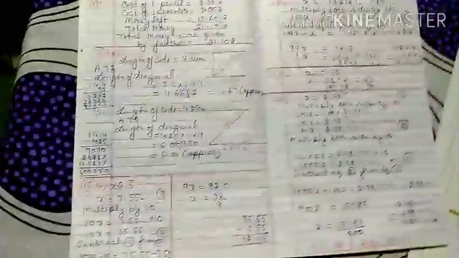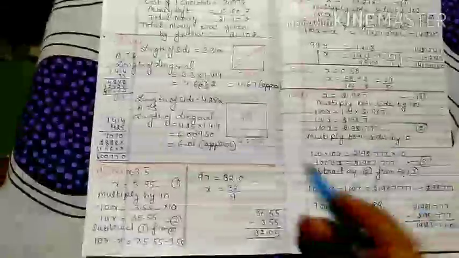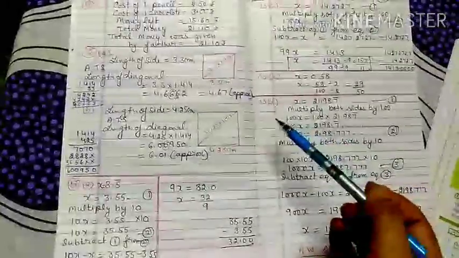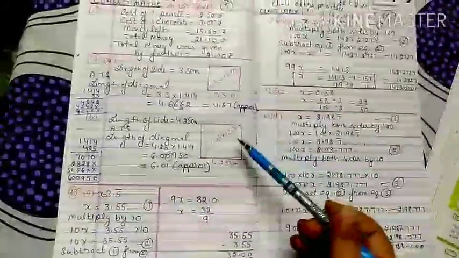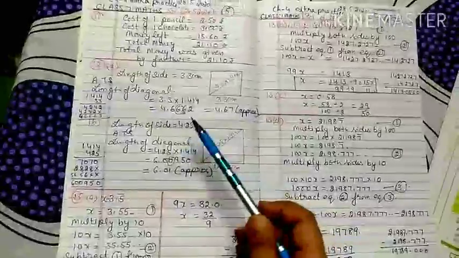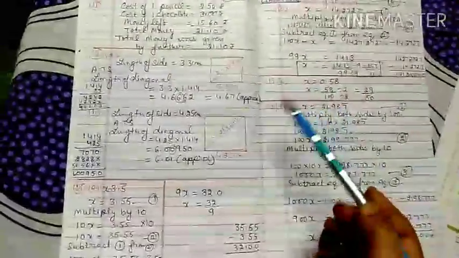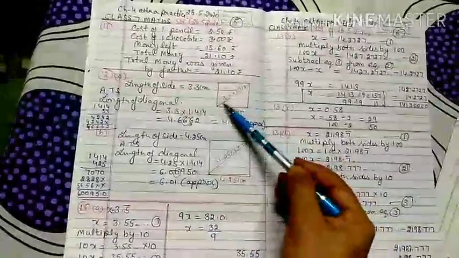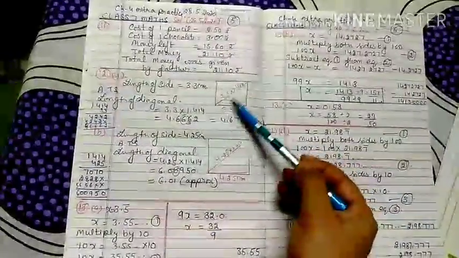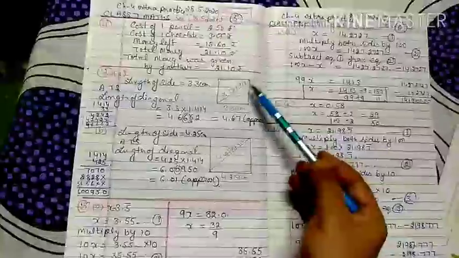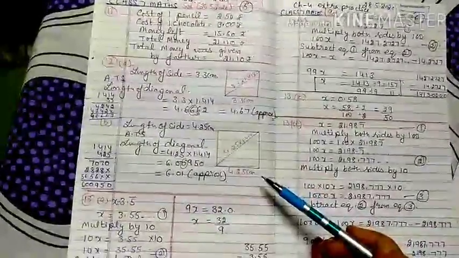In this question, basically what they said is that if you want to find the length of the diagonal of the square, whatever the length of the side is, you just multiply the length of the side by 1.414, and you will get the length of the diagonal. Here there are two different cases. This we call a diagonal.